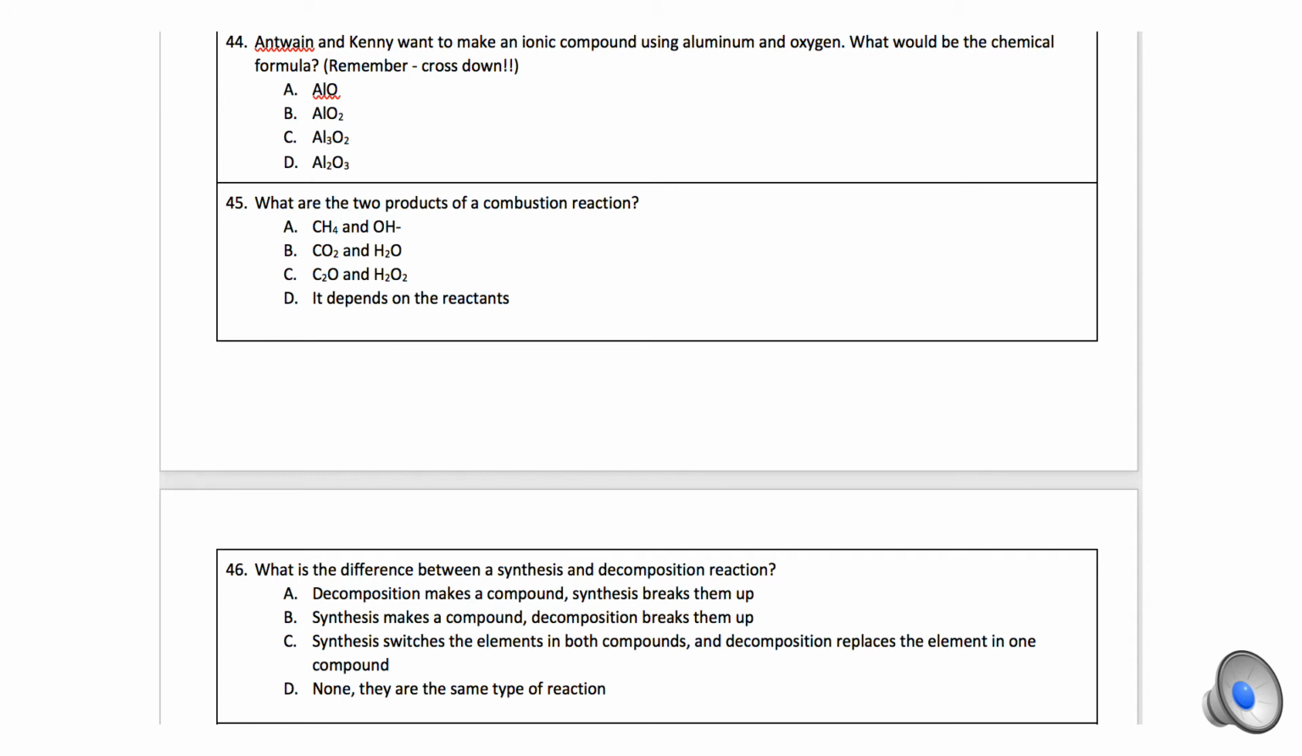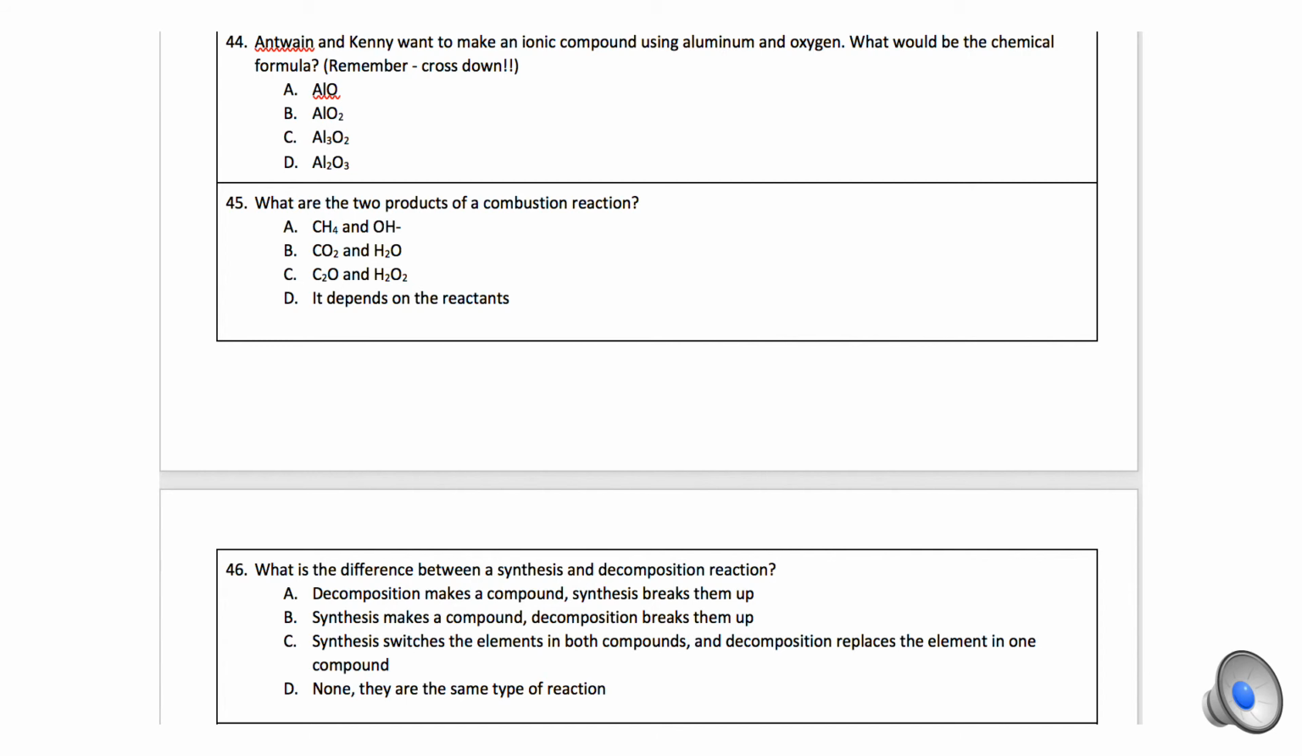45. What are the two products of a combustion reaction? A, CH4 and OH-, B, CO2 and H2O, C, C2O and H2O2, or D, it depends on the reactants.